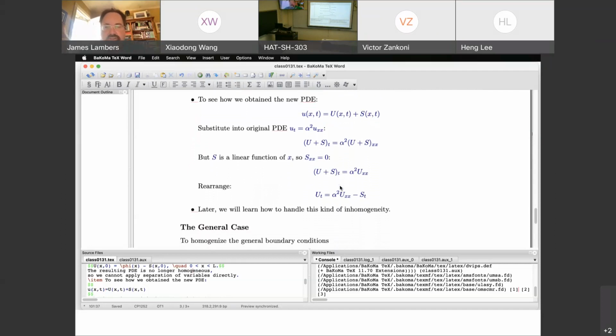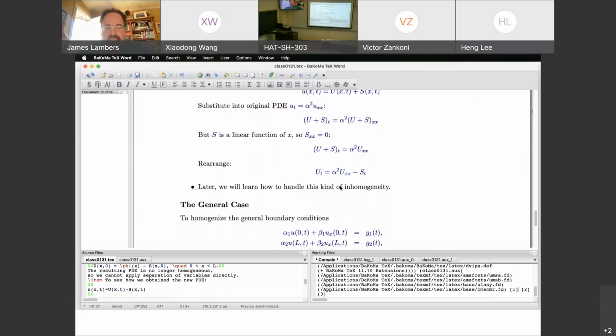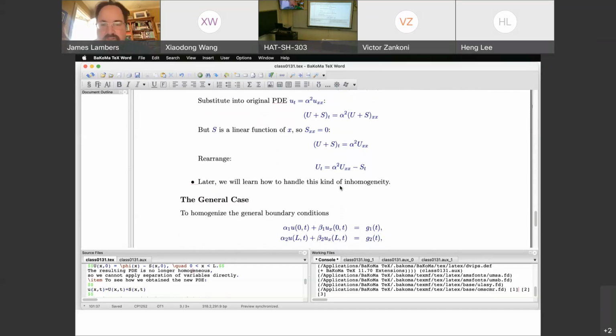Now I'm going to try to get as general as I can. This won't cover all possible cases, but I'll elaborate on that at the end. Here we have more general boundary conditions. So at x equals 0, we have some linear combination of the value of u and u_x equal to some given function g1, and then the same kind of situation at the other boundary.